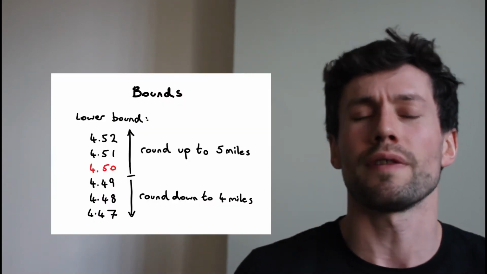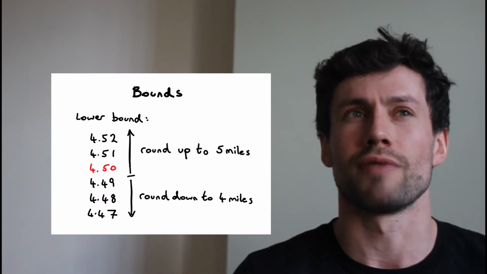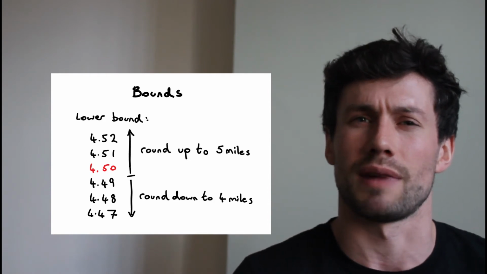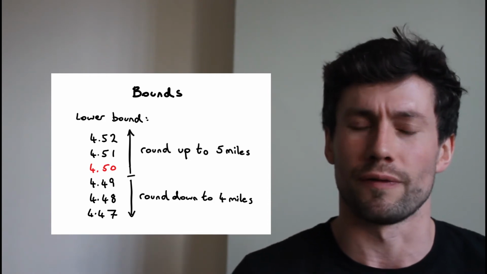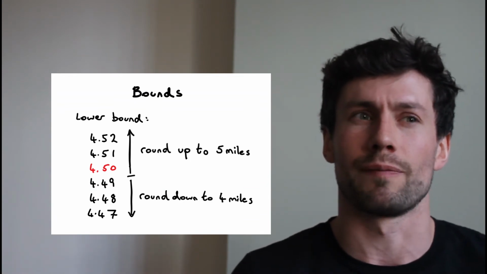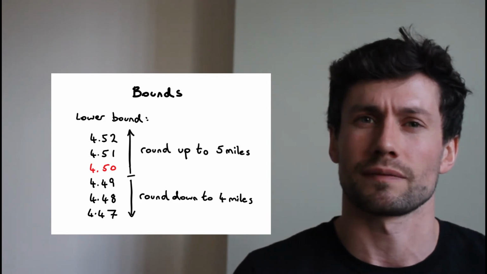The lower bound's a little bit easier to understand. 4.5 miles is the smallest value which would be rounded up to 5 when rounding is conducted to the nearest mile. As soon as it drops below 4.5, 4.4 anything, that value would have been rounded down to 4 miles and not rounded up to 5 miles.